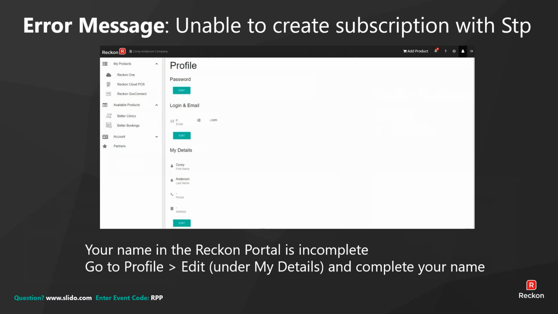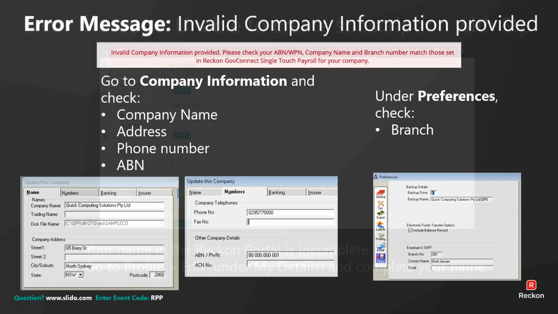Invalid company information provided is the next one that does pop up sometimes as well. So just make sure that under the company information in Payroll Premier, the company name, address, phone number, and ABN are all correct and up to date, and under preferences, that whether there is or isn't a branch depends on your circumstances. So just make sure that's correct as well. They're one of those sort of errors in there.